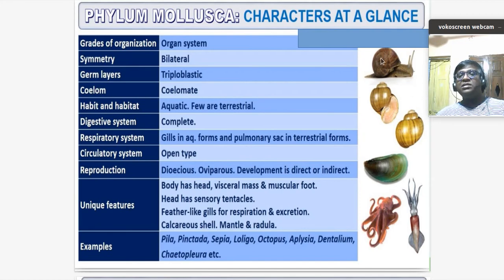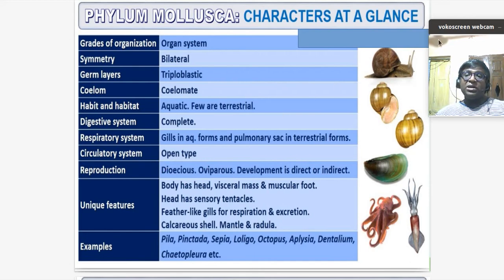Like snails, garden snails, they are terrestrial. The apple snail, they are terrestrial. So a few of them are terrestrial forms, most of them are aquatic. The digestive system is complete because they have a separate opening for mouth and anus. Respiratory system is gills in case of aquatic forms, and pulmonary sac is found in case of the terrestrial forms.